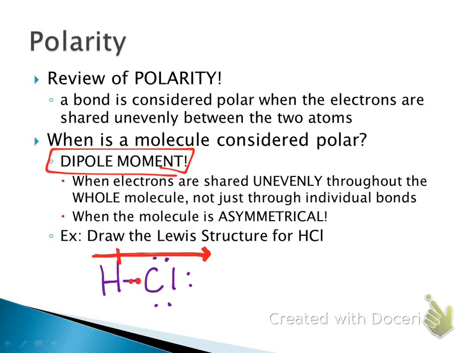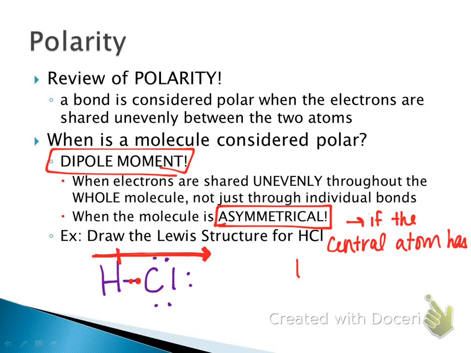A really big clue for when a molecule is polar is if it is asymmetrical. If a molecule is asymmetrical, that's a really good clue for us that it is a polar molecule. Another really good clue that the molecule is polar is if the central atom has lone pairs. Or a lone pair even, right? If there's a lone pair on the central atom, that's a really, really good indicator to us that the molecule is polar. Like 99% of the time.